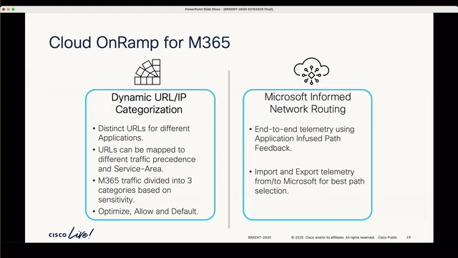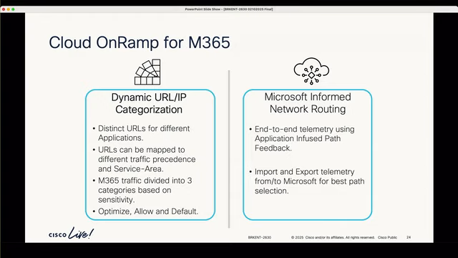And now in the Cloud On-Ramp for SaaS configuration workflow for Microsoft 365, there are options where you can select to do the Cloud On-Ramp for SaaS only for an optimized category or only for allow category, which is their way of categorizing different endpoints. So there are options now to enable Cloud On-Ramp for SaaS at that granular level and use the resources of the best performing path for only certain types of endpoints.